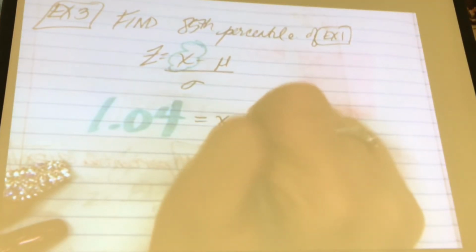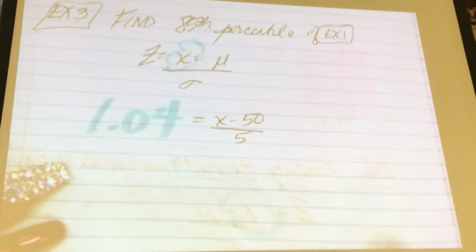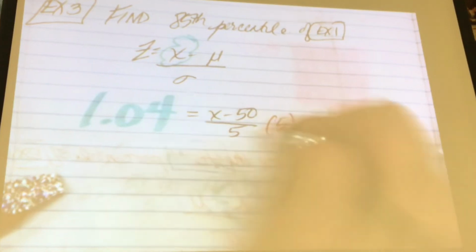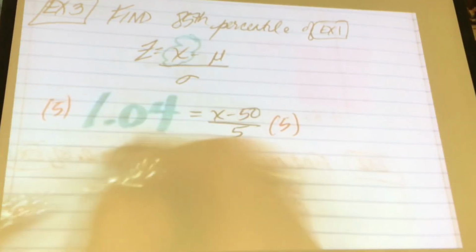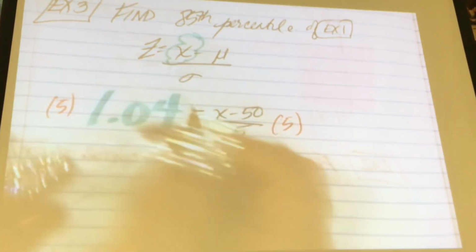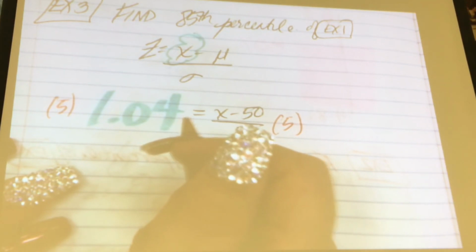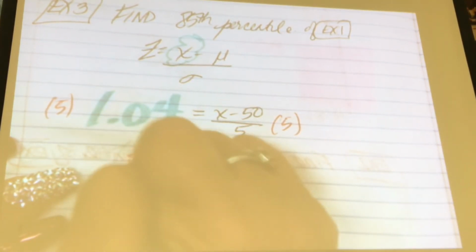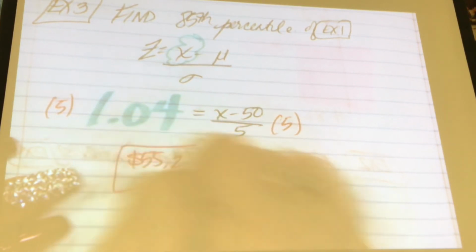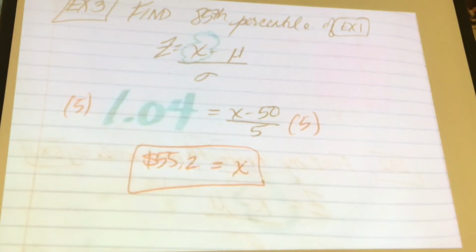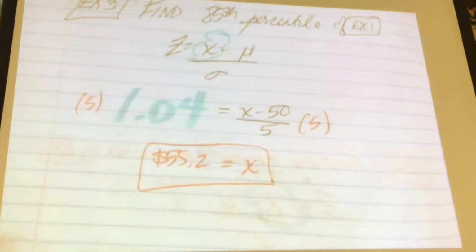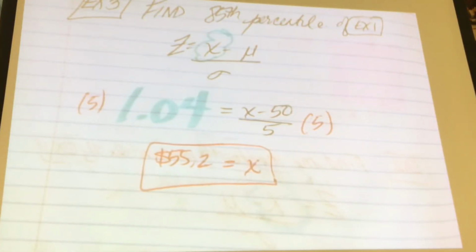1.04 equals x minus 50 over 5. I'm going to multiply both sides by 5 and add 50, and you get x equals $55.20. That means at least 85% of you got at least $55. Y'all with me?